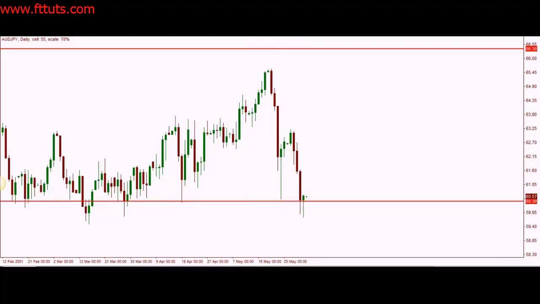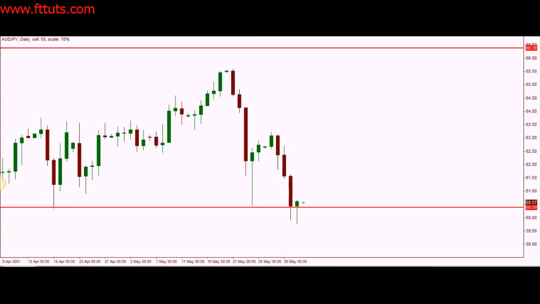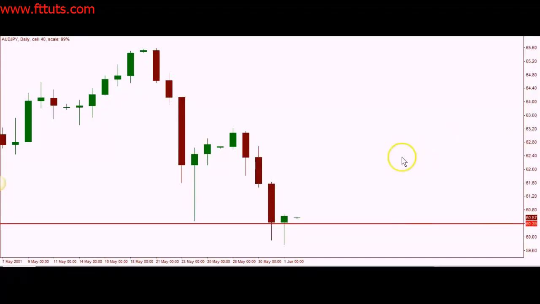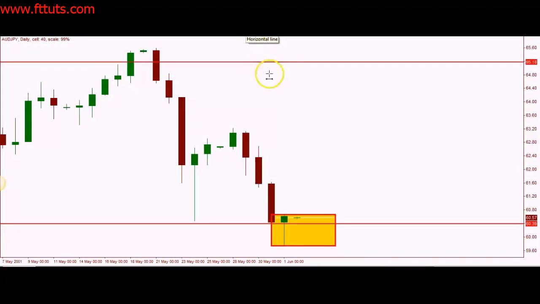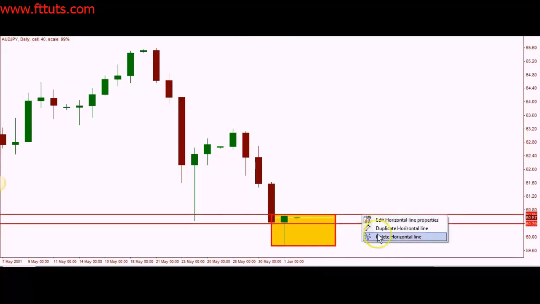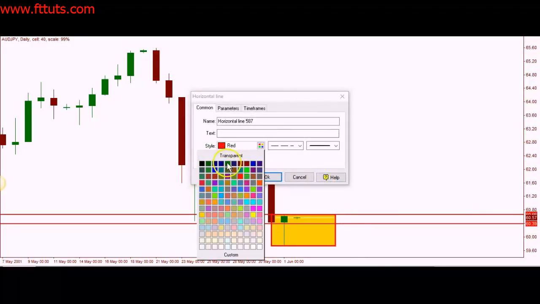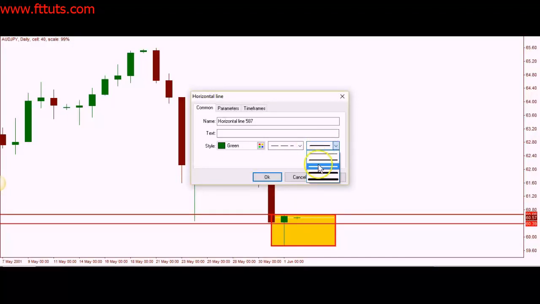So the way that we want to trade these, I'm going to show you what I'm going to be looking for. All right, so the aggressive entry is going to be pretty much like this. We're pretty much looking right here, and as soon as the candle hits this level right there, that's where I will put my entry. So I'm going to make my entry line green. We'll make that a green line, and we'll make it a little bit thicker.